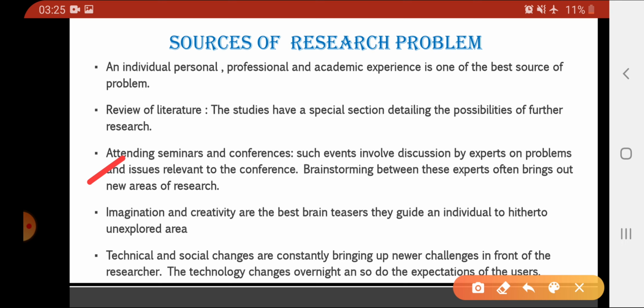If the researcher is imaginative and creative enough, then a research problem arises if he wants to go into an unexplored area. Next is because technical and social changes are constantly bringing up new challenges. If the researcher sees that there is technological change, there is a need to do research, and there is social change in the environment. So for making research in technology and social changes, a problem arises in the mind of the researcher when he sees such kinds of changes.